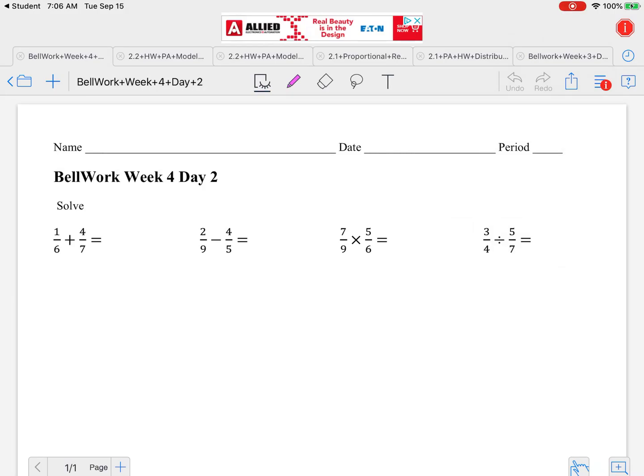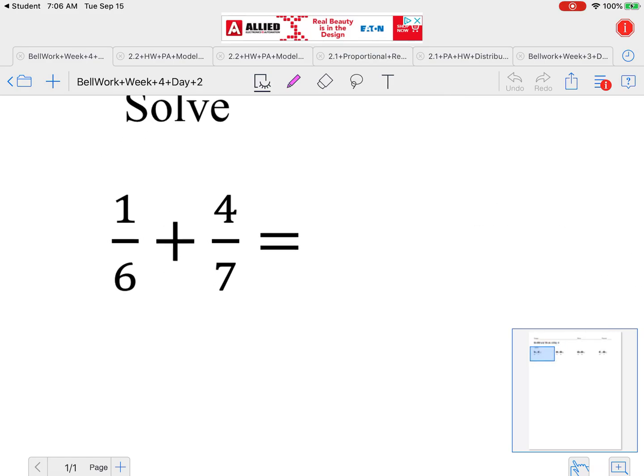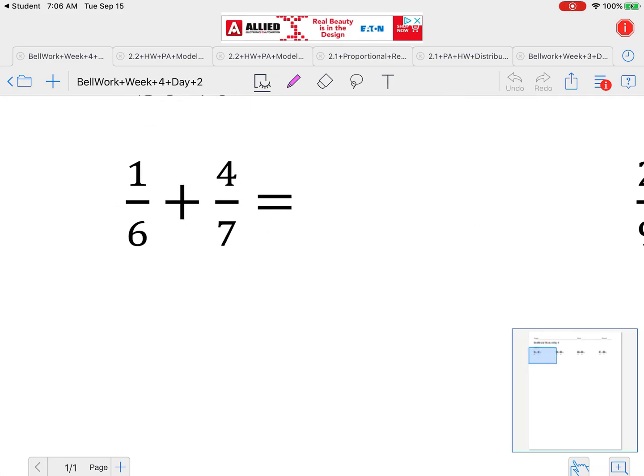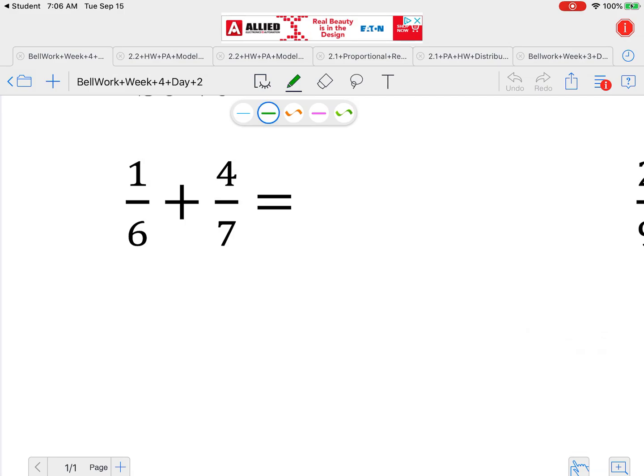All right, today's Bellwork, we're going to go back over fractions. We have a question for adding, subtracting, multiplying, and dividing. I'm going to zoom into this first one. To add fractions, the first thing we need to know is that the denominators have to be the same.